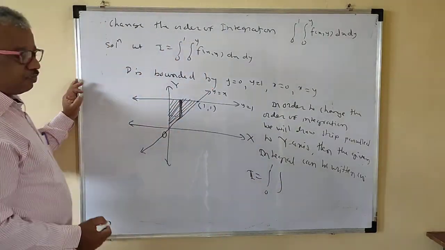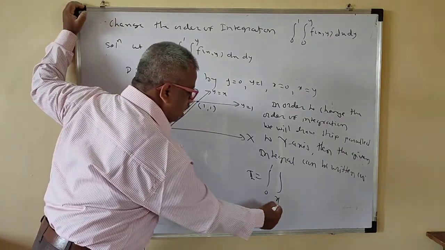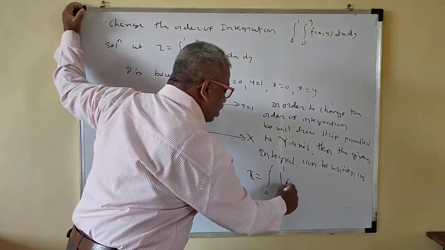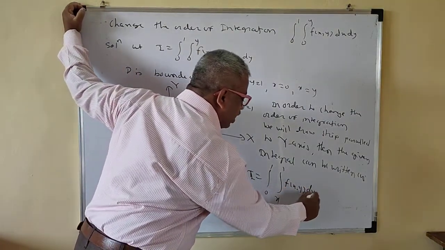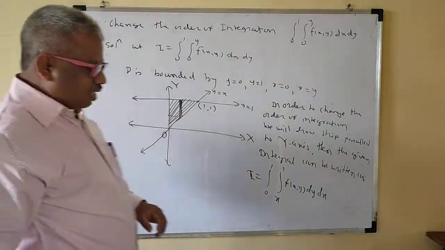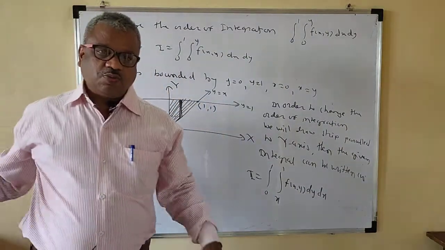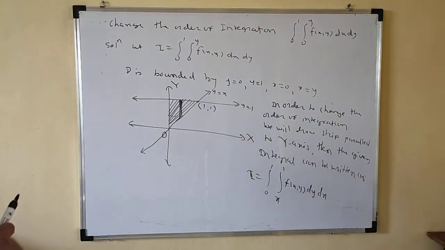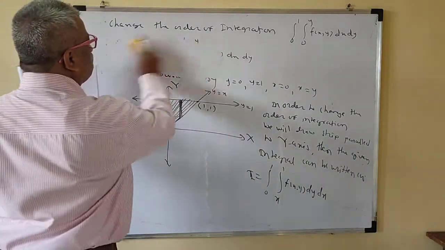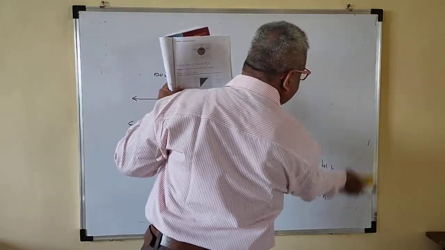Then y from the lower curve is x, and y from the upper curve is 1. This is the integral of f of x y dy dx. Now see here, the order is changed. So your problem is over. Very simple problem, right? So your order is changed here. Now the function is not given. Otherwise, if the function is given, then we have to integrate this.